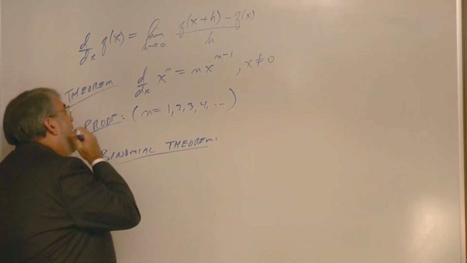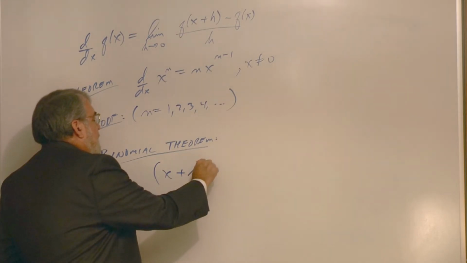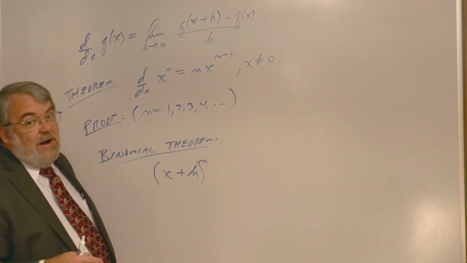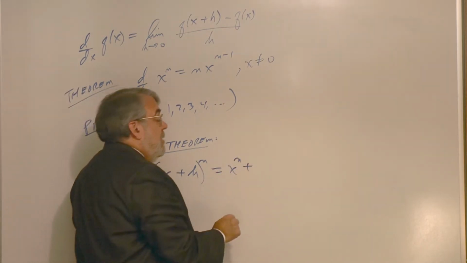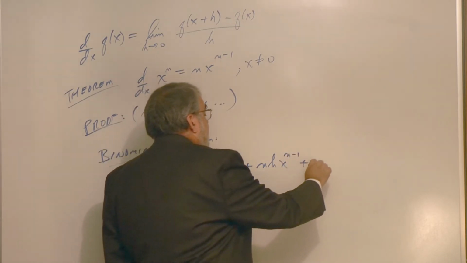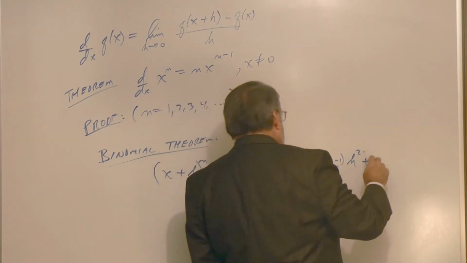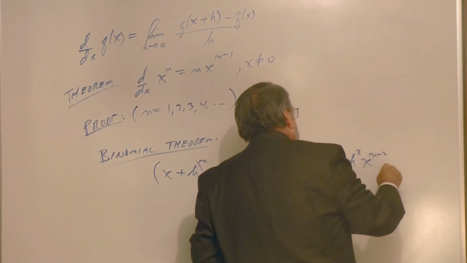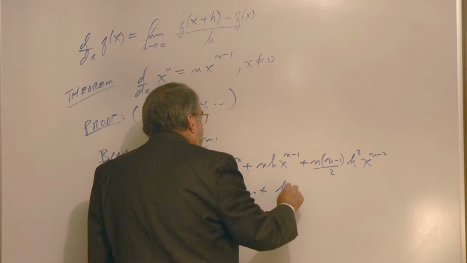It says that if you take a binomial, I'm going to write it as (x + h)^n and expand it out, as long as these are positive whole numbers, positive integers, then you're going to get x^n + n h x^(n-1) + n(n-1)/2 h^2 x^(n-2), and then it continues on, eventually comes down to h to the nth power.